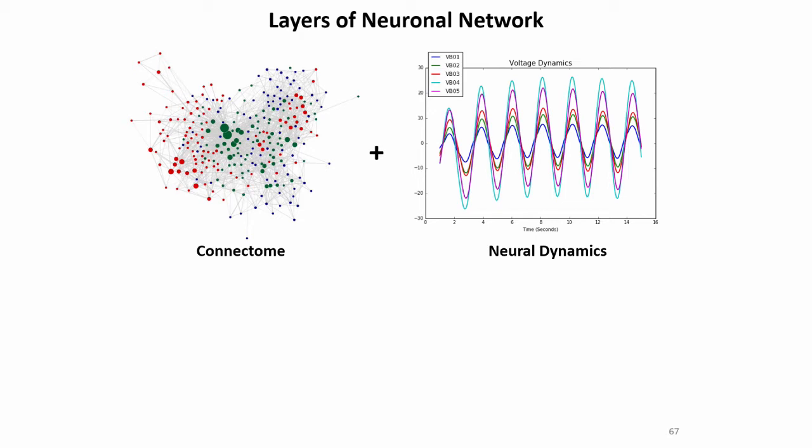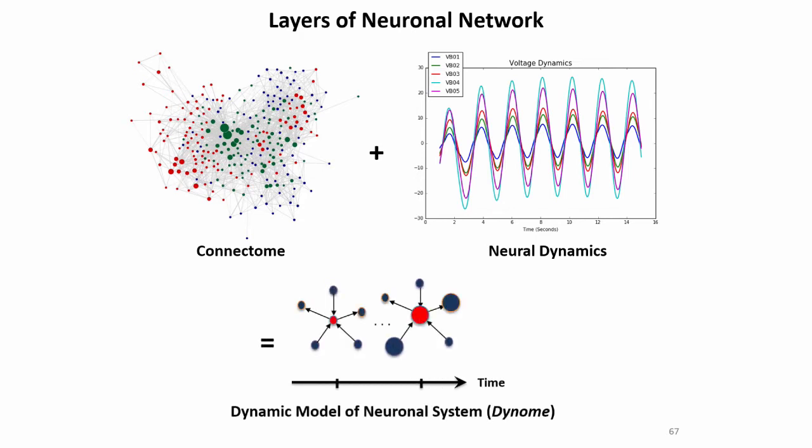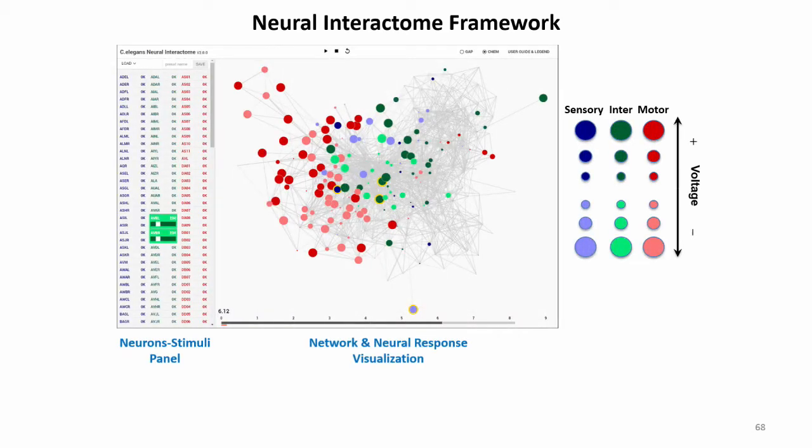And such progress provides a computational basis for us to build a model which incorporates both static and dynamic layers for different neural networks. Such a model is called a dynome, as it corresponds to the dynamical system on top of the static connectome. So for the efficient study of such a model, I developed the neural interactome framework, which is the interactive visualization platform for neural networks.